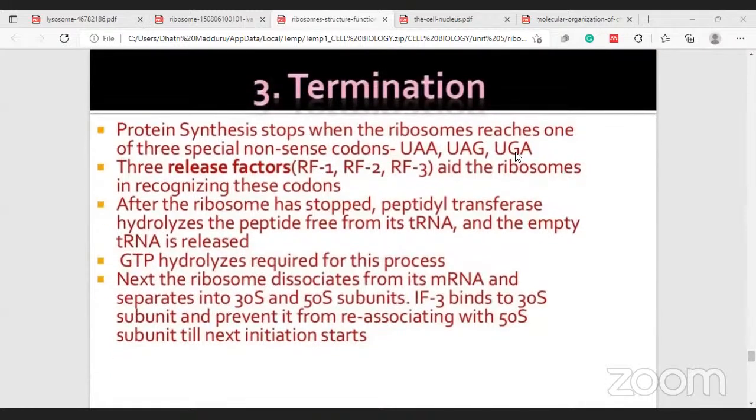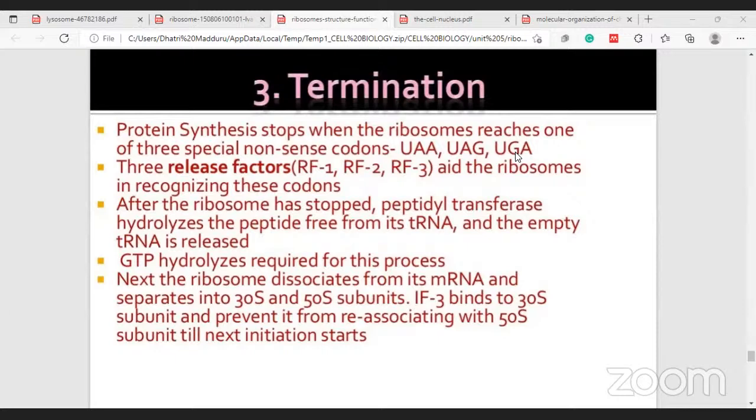Now finally the termination. So protein synthesis stops when the ribosomes reach one of the three nonsense codons, UAA, UAG or UGA. These are called stop codons. So if any one is encountered, the translation will stop. And once it stops, now this polypeptide chain has to be released. So that is done by release factors, which are 3 in number.